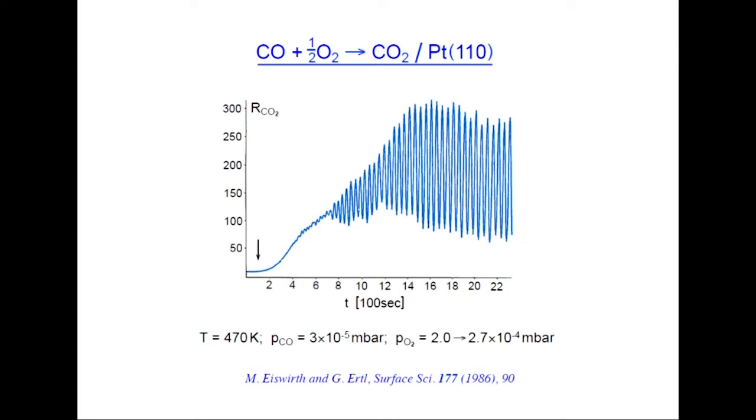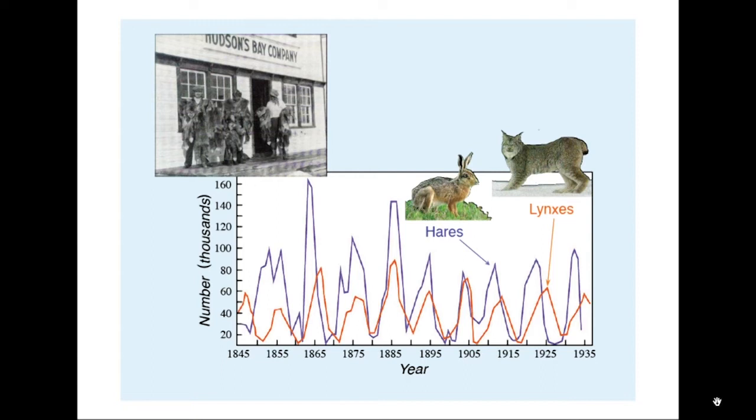Something which we would never have expected: under continuous flow conditions, where we keep everything constant, the response of the system is oscillatory in time. And if you look around, we find many other examples of this kind. For example, in population dynamics. This figure shows the number of furs from hares and lynxes which were delivered to the Hudson Bay Company over the years. And they are not constant. They are periodically oscillating. And there's always some phase delay between the number of hares and the number of lynxes.